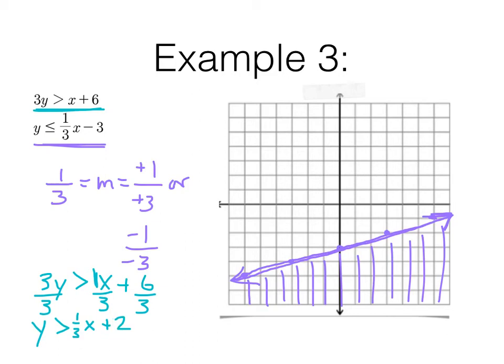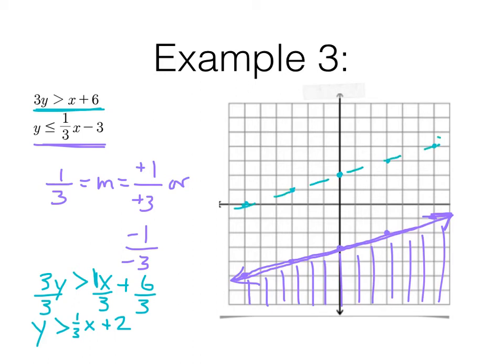Well, the slope sounds familiar. Let's go ahead and graph it. Y-intercept of 2, slope of 1/3. So rise of 1, run of 3, plot a point. Same thing, go the other direction, rise of negative 1, run of negative 3, plot your points. This one is not solid.